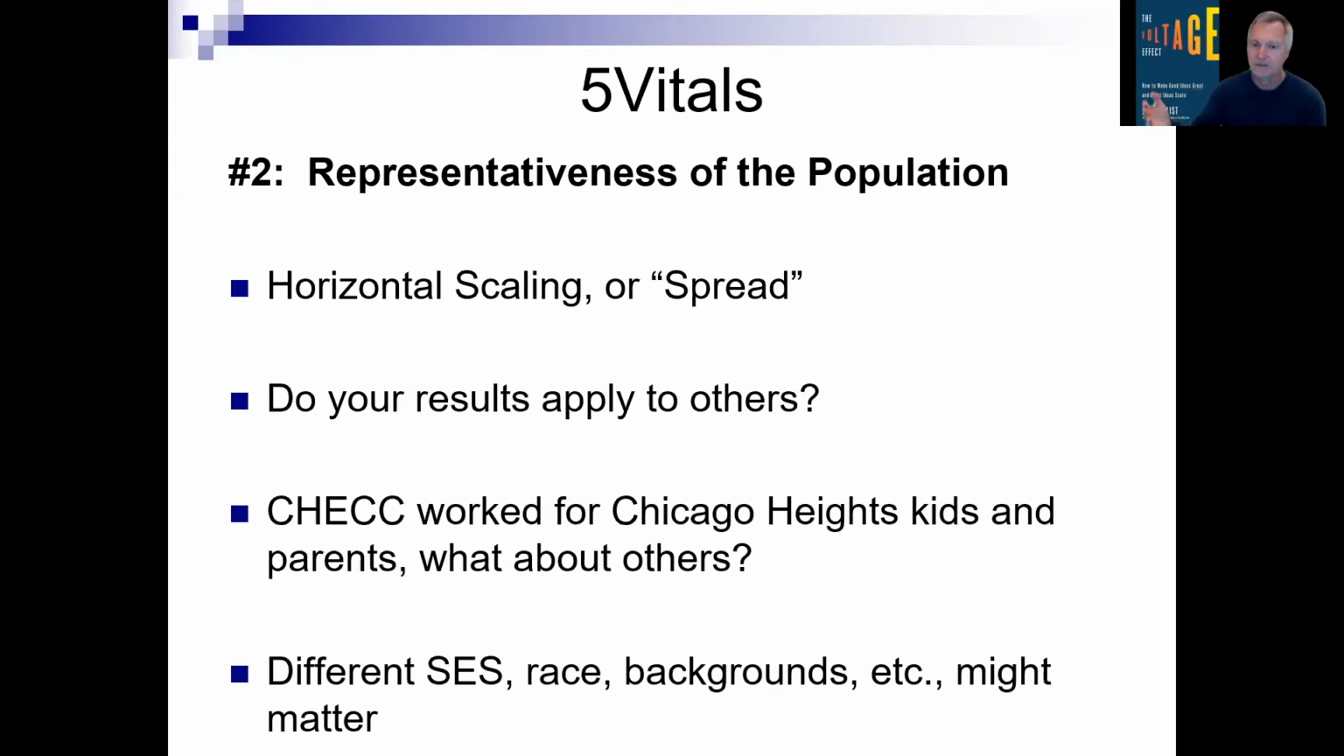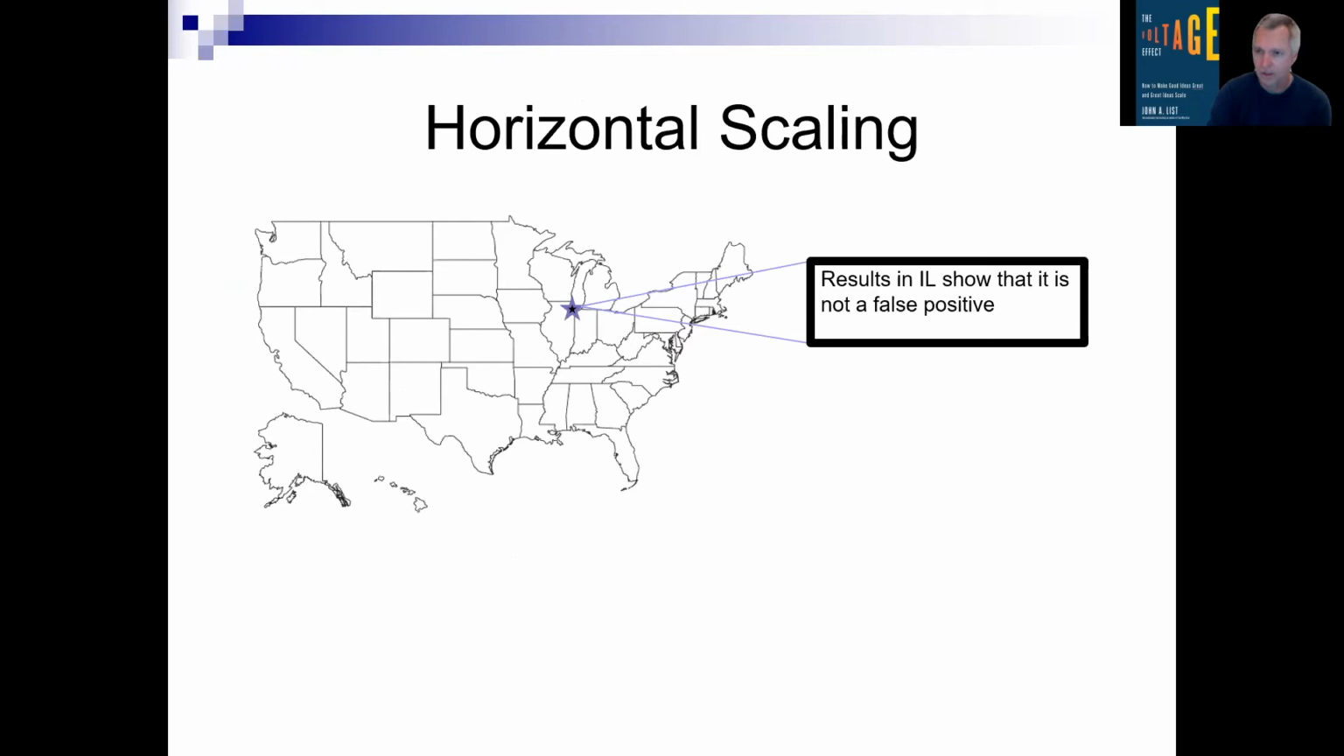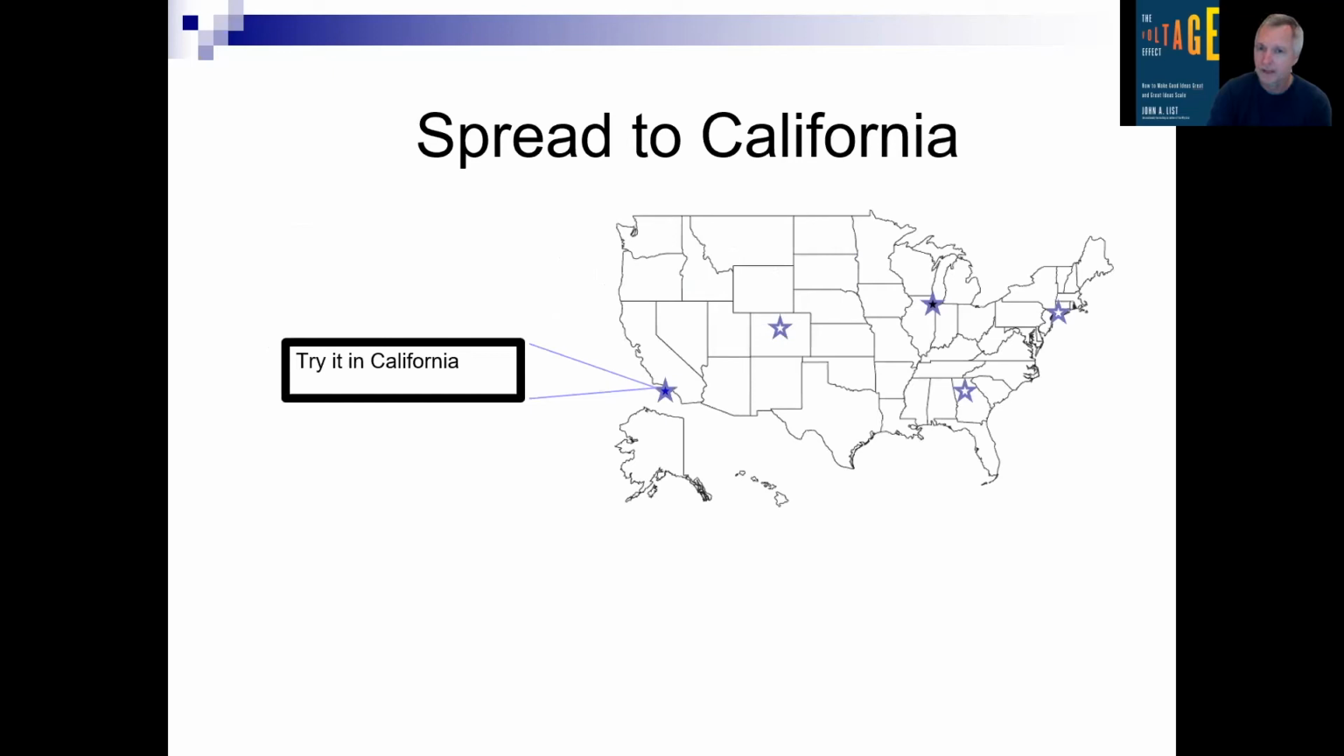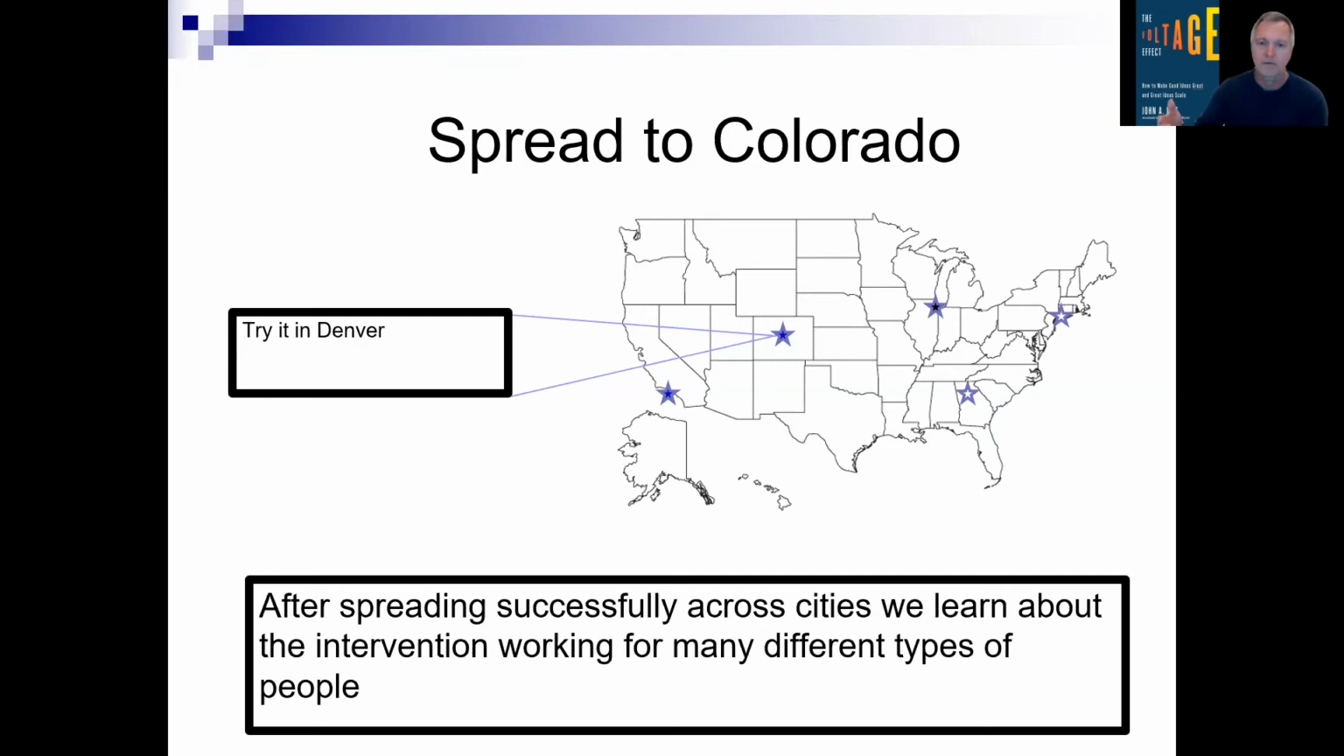Maybe that matters. Okay. So what I'm arguing here is you find it in Illinois, in Chicago Heights. You show it's not a false positive. You then do it in California, you do it in Denver, you do it in Atlanta, you do it in Vegas, wherever. And after you spread that across cities, you can be confident that your program can horizontally scale. And what I'm talking about here is horizontally scale across markets. Same program, just different populations.